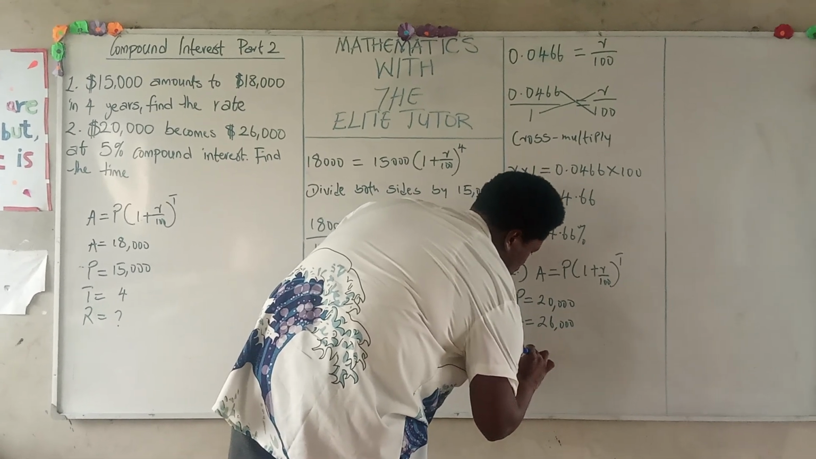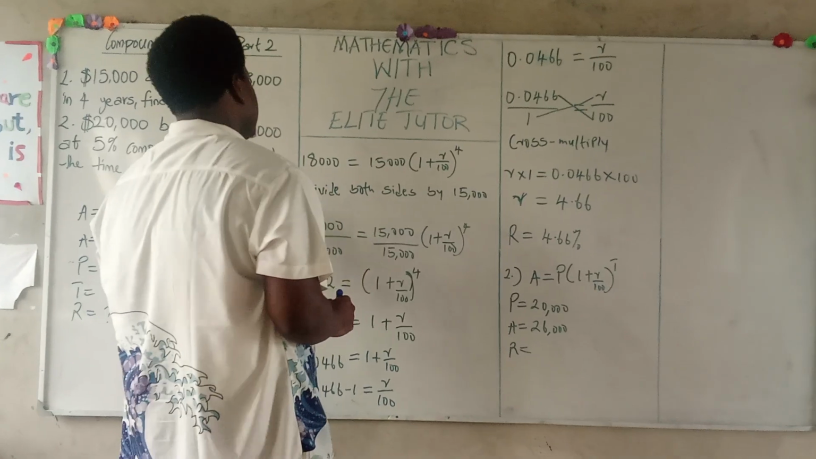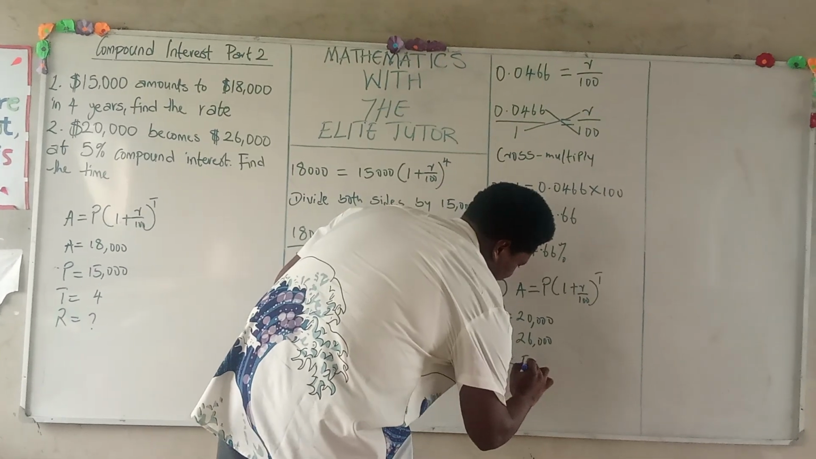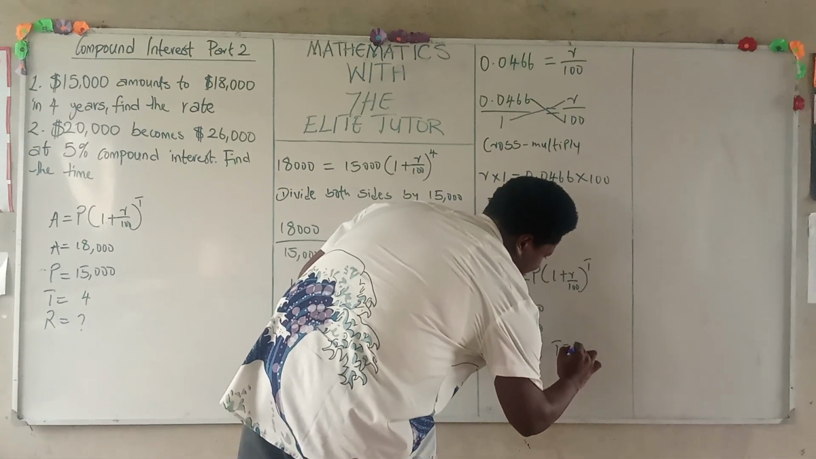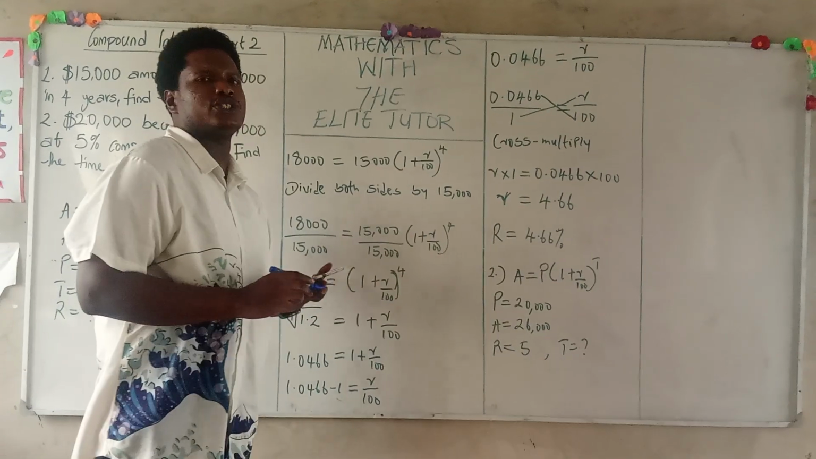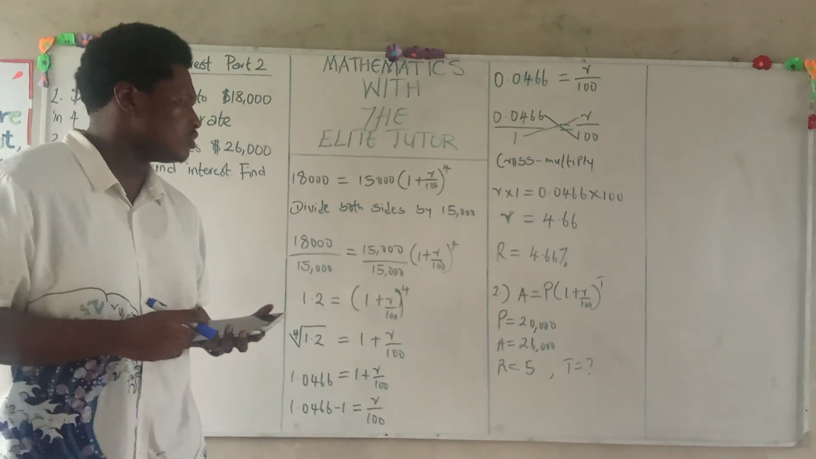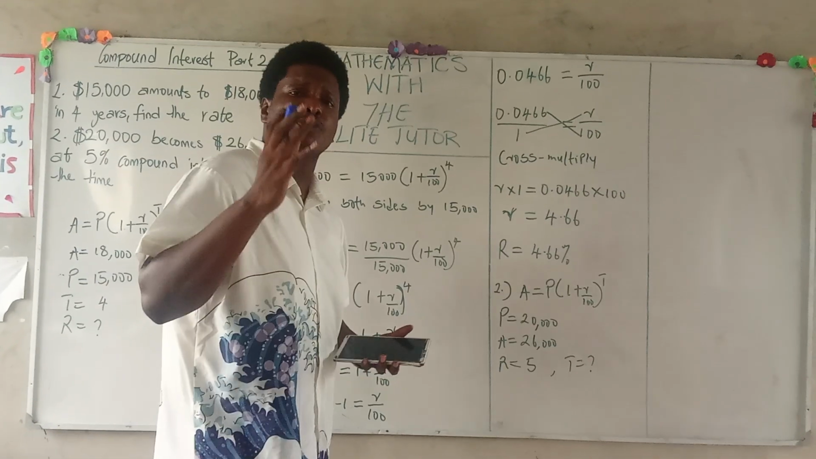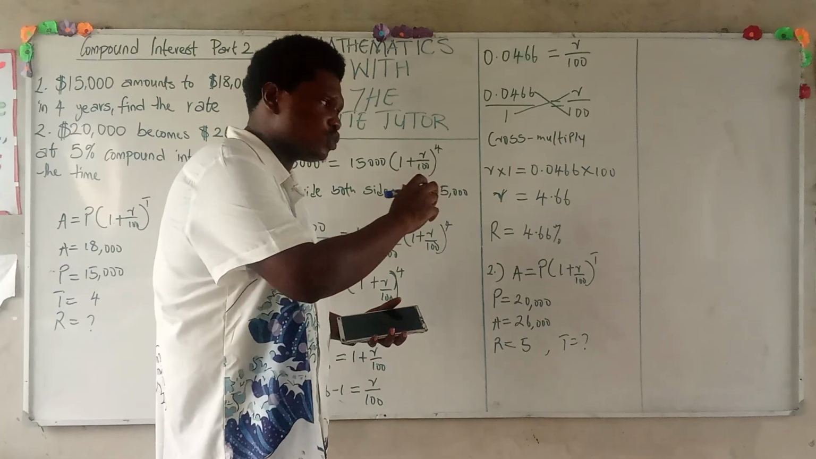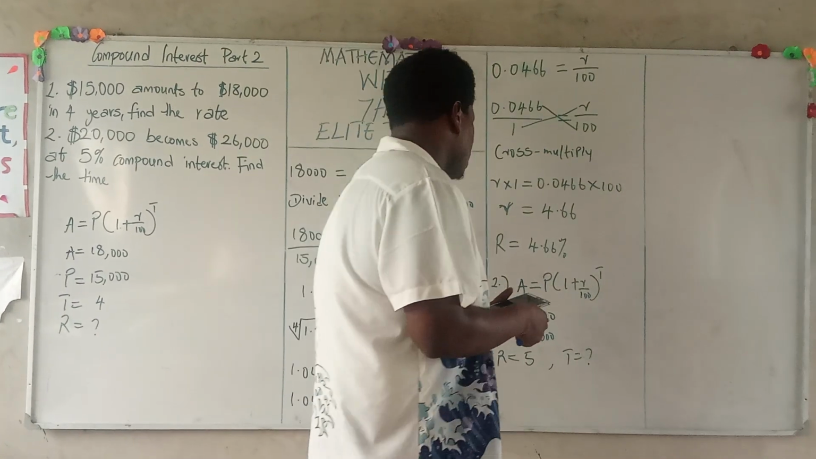Now our rate in this question, we are given rate. That rate is 5%, and in this question we are looking for our time. So here time is unknown. So how do we ascertain our time? Follow closely. So the first thing we are going to do, we are going to be inputting our parameters into the formula. So let's go ahead.